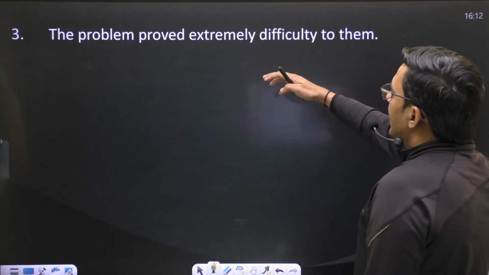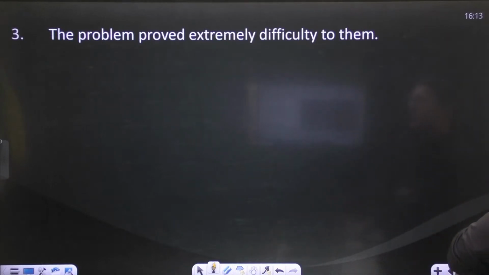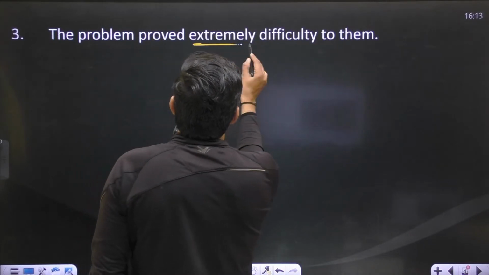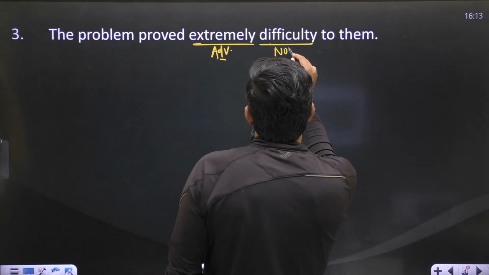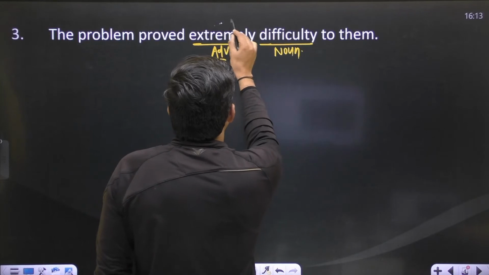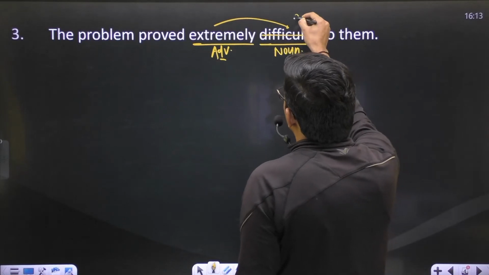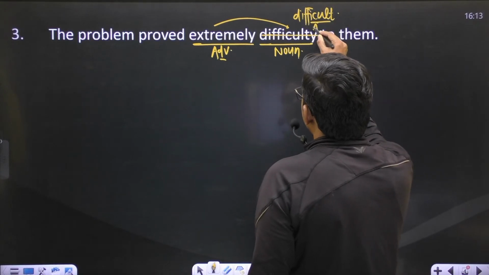The problem proved extremely difficulty to them. What do you think of this sentence? Okay, this word extremely is an adverb, and this word difficulty is a noun. As we know, an adverb always qualifies an adjective. So the adjective will be like difficult. Now the sentence will be fine.